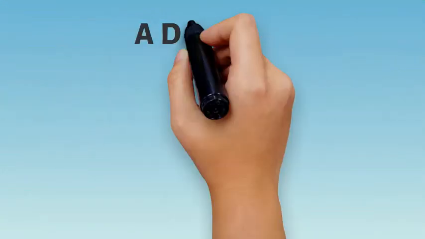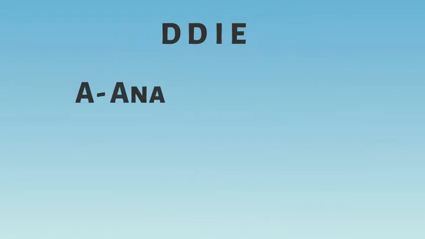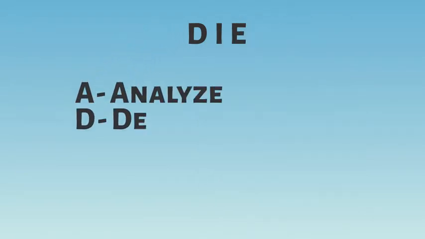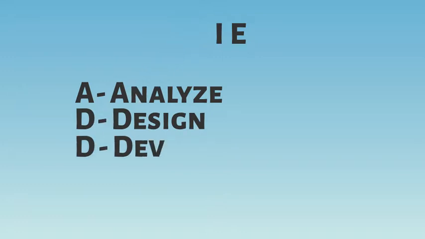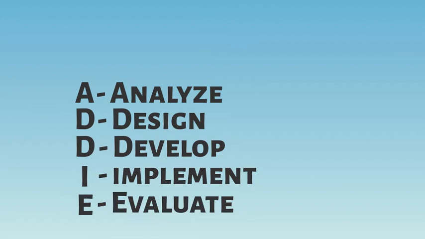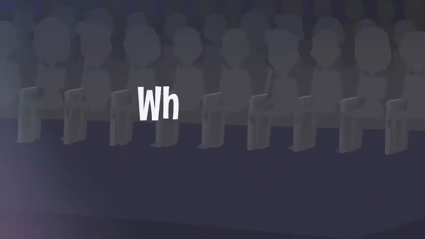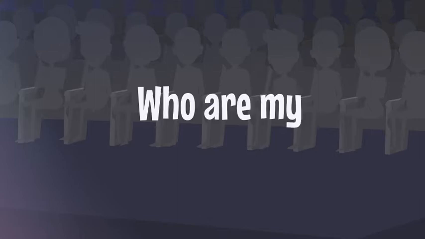We will be using a design model known as ADDIE. ADDIE is an acronym that stands for Analyze, Design, Develop, Implement, Evaluate. Let's break these down. Analyze. The first thing we want to do is analyze our audience and their unique characteristics.